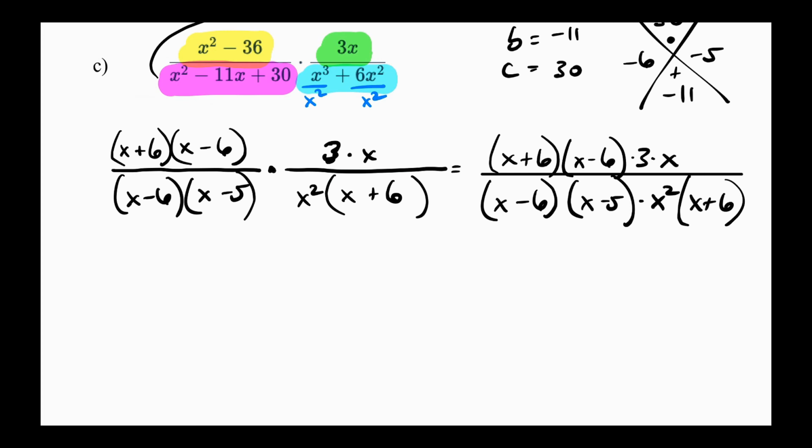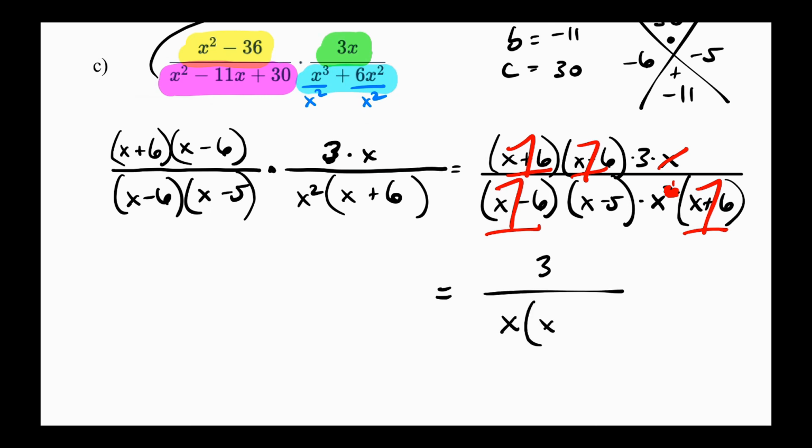Giant ones. I got a plus 6 here and a plus 6 here. Got a minus 6 here and a minus 6 here. And what else do I have that I can also cancel out? The x, right? I have 1 power here, which I could take away, and then I could take away a power here, so that just leaves 1, right? So on top, I just have a 3, and on the bottom, I have an x and an x minus 5. Done.